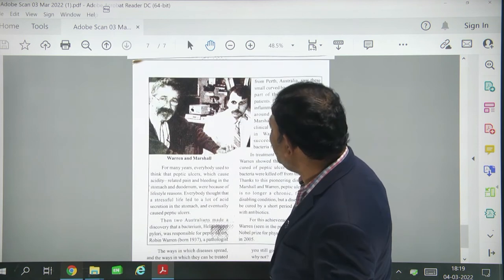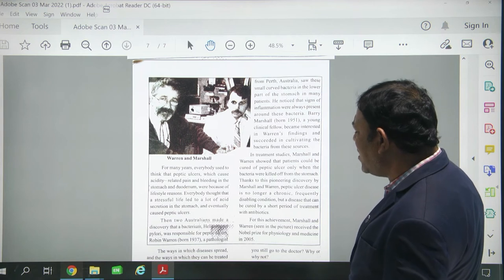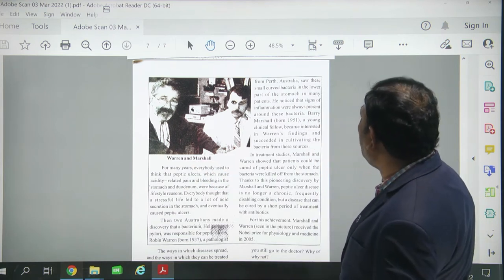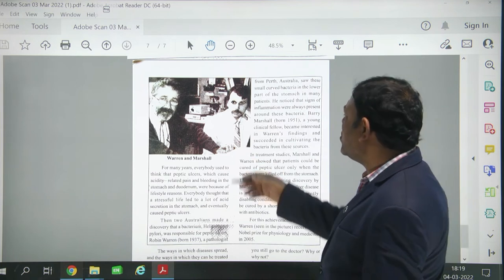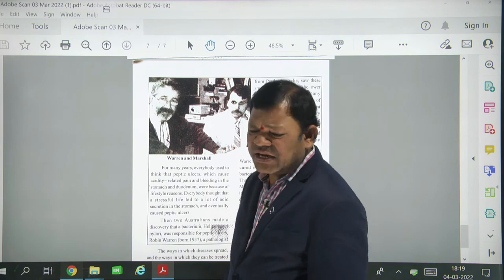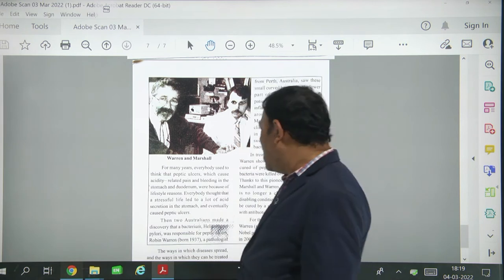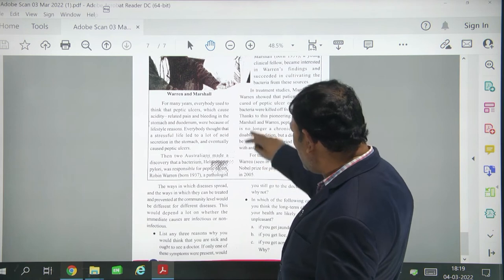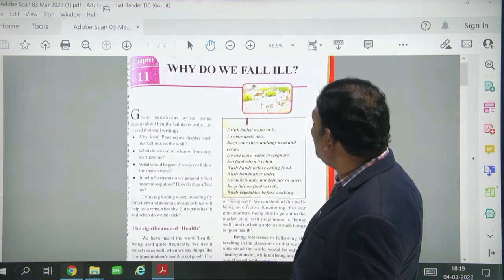So what are the scientists' names? These scientists are Robin Warren, and the second one is Marshall. Both of these scientists got the Nobel Prize in medicine in 2005 for the discovery of the ulcer-causing bacterium Helicobacter pylori. So this is about that.